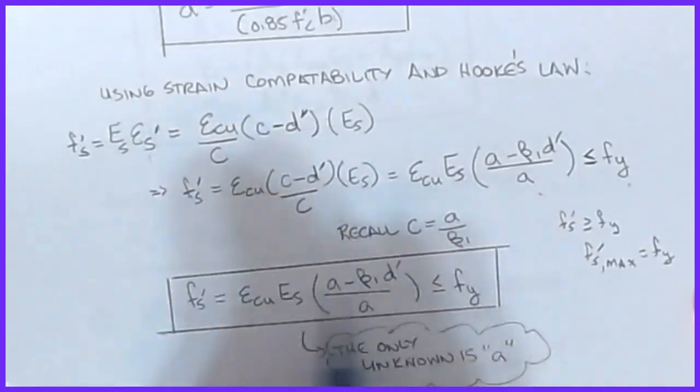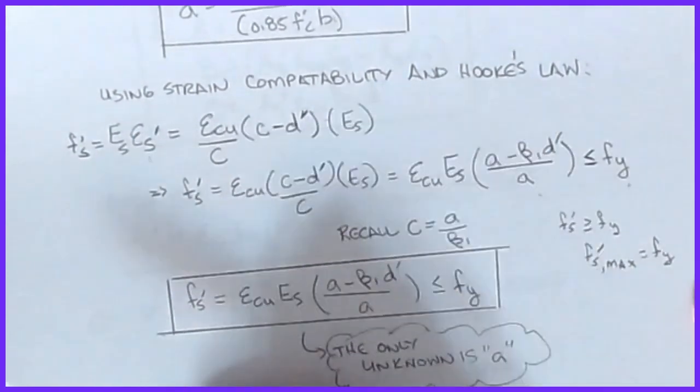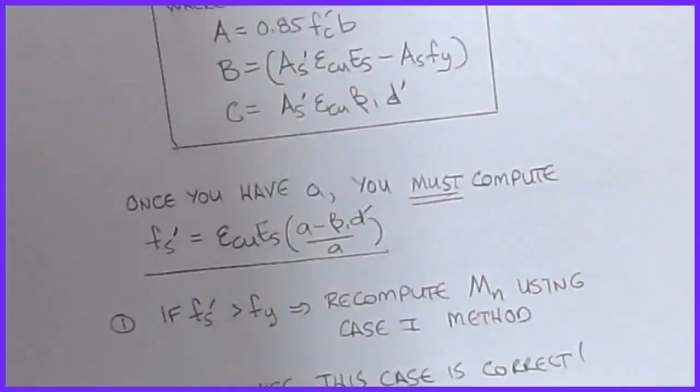So this becomes my formula for Fs prime, with the only unknown being the A that you're calculating. So you iterate through and you can quickly start to solve for this.